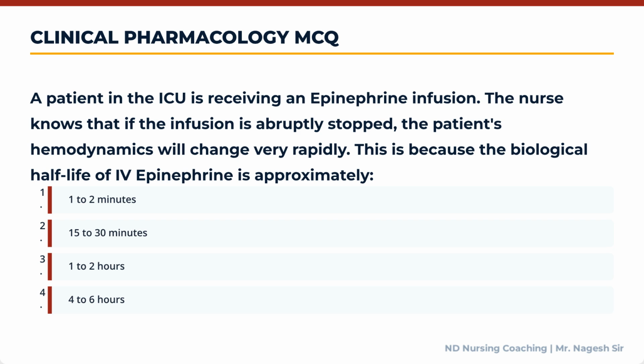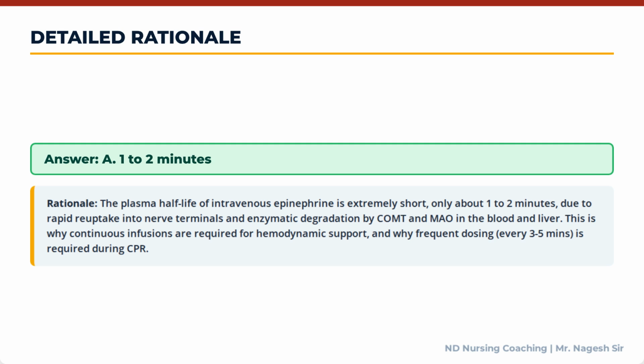An ICU patient is receiving an epinephrine infusion. The nurse knows that if the infusion is abruptly stopped, hemodynamics will change very rapidly because the biological half-life of IV epinephrine is approximately. The answer is A, 1 to 2 minutes. Epinephrine is one of the fastest-acting drugs, allowing for rapid titration and quick cessation of effects when the infusion is stopped.